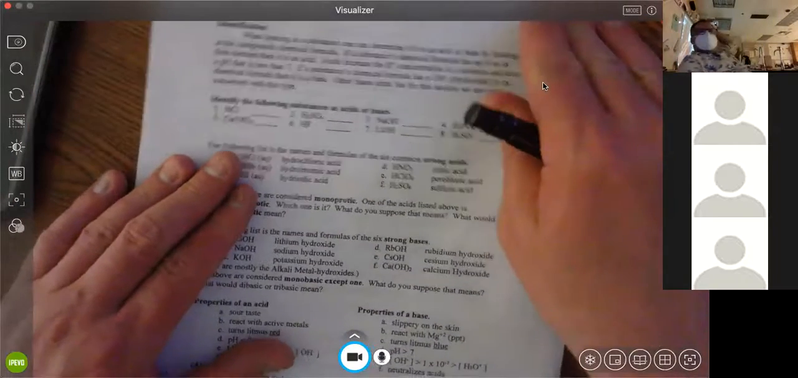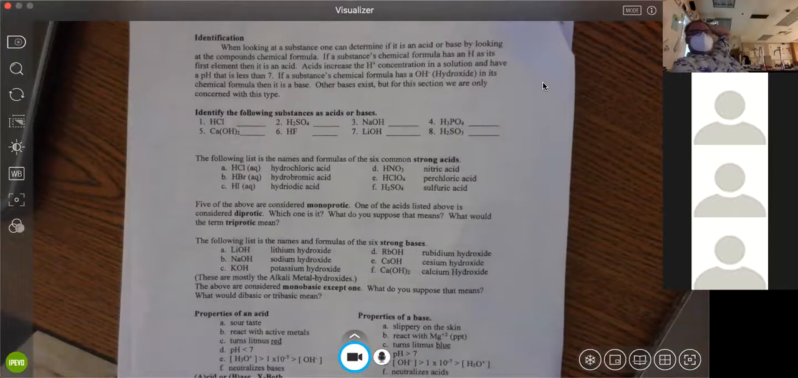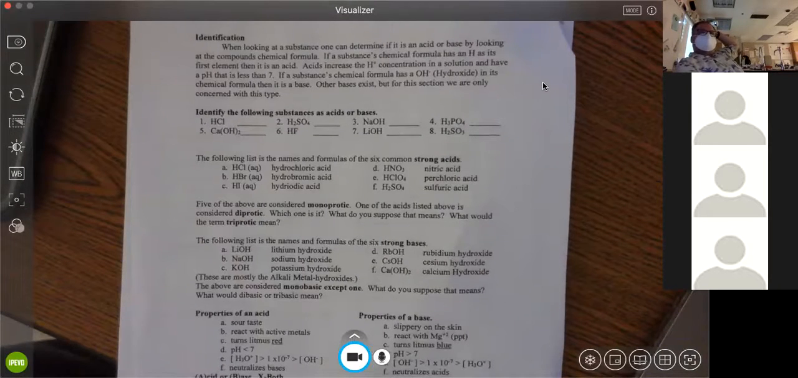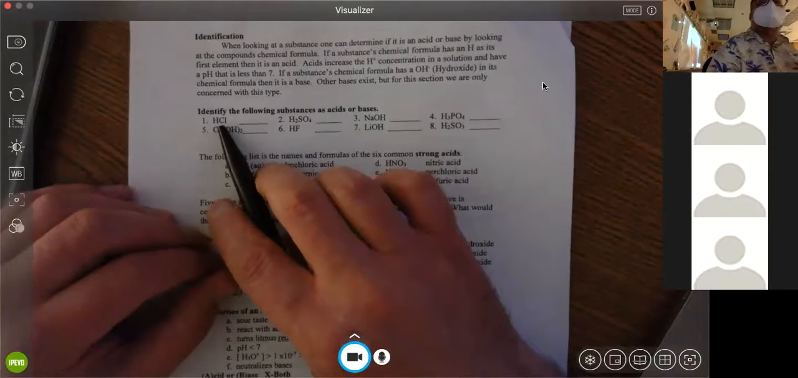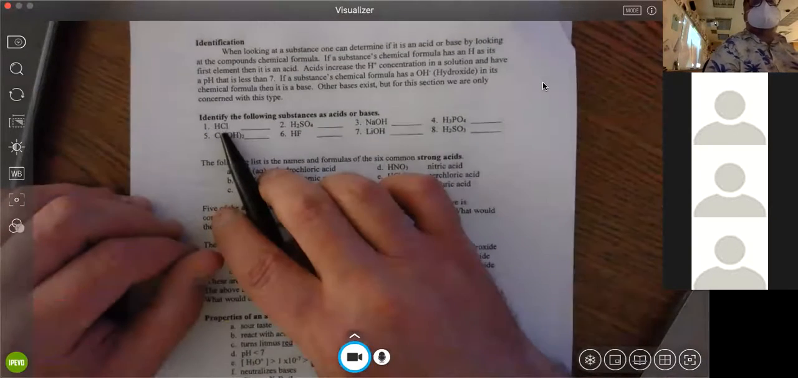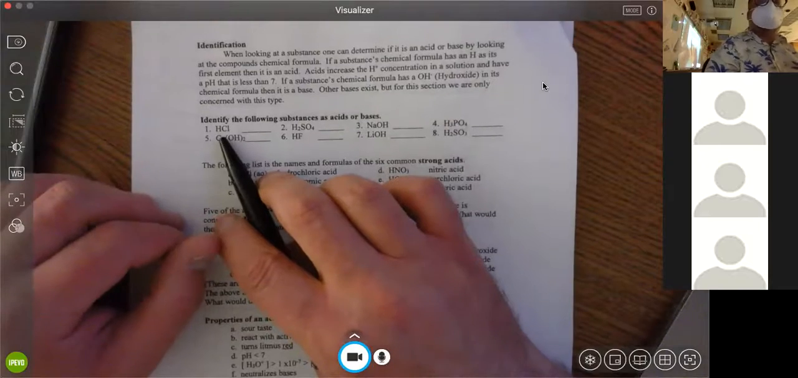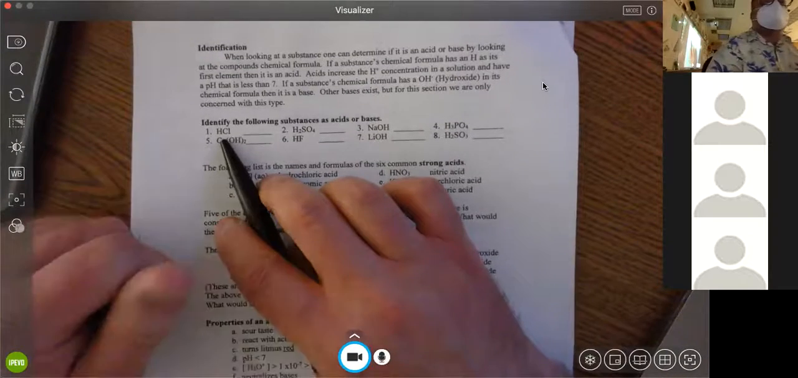So when you're looking at a substance formula, you can determine whether or not it's an acid or a base kind of easily using what's known as Arrhenius acid-base theory. To identify something as an acid, it would start with H, so it has that hydrogen ion present. So HCl, that is an acid. What that means is it has a pH of what we call less than 7.